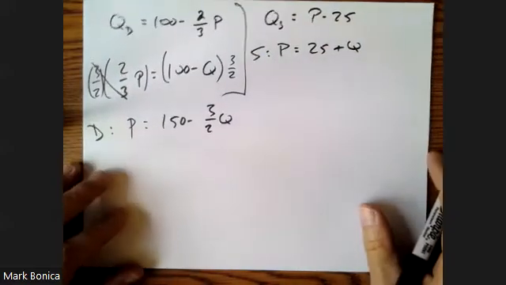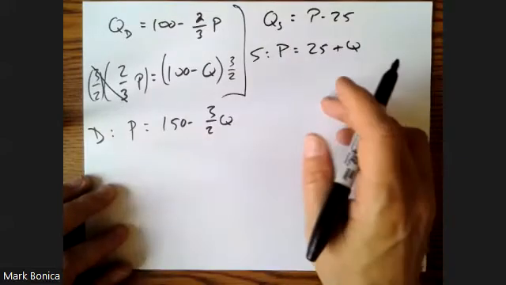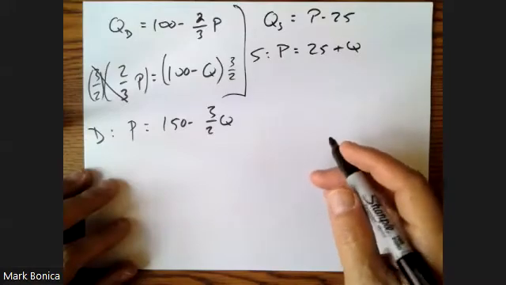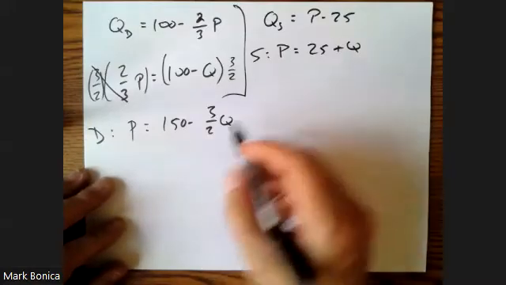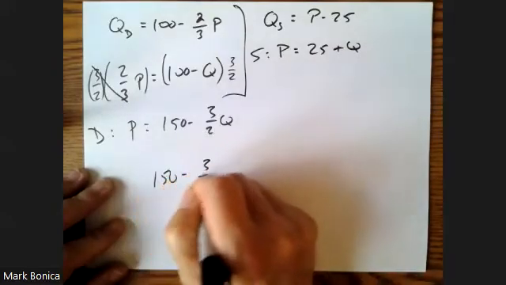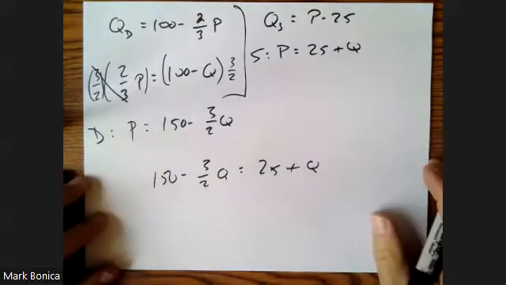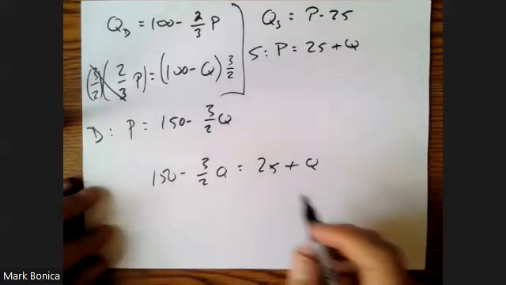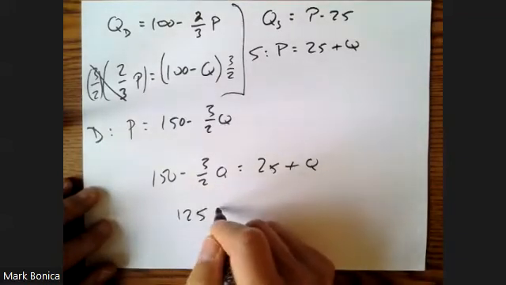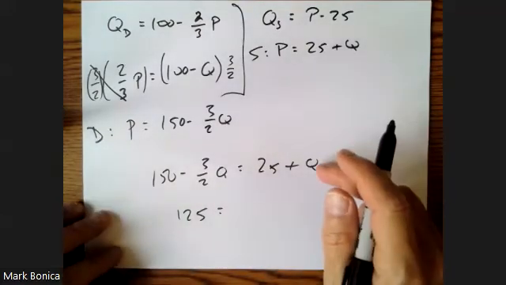With the supply and demand question, you're trying to figure out the equilibrium price and quantity. So you set the supply and demand equal to each other: 150 minus 3/2 Q equals 25 plus Q. Then you just solve for Q, which should be pretty straightforward. 150 minus 25 is 125. Add 3/2 Q to both sides. So Q is really 1Q.